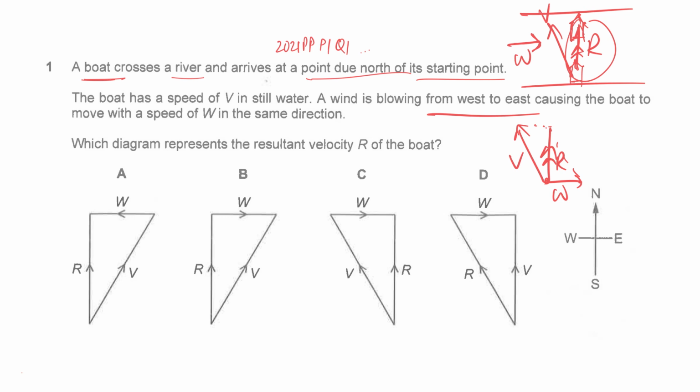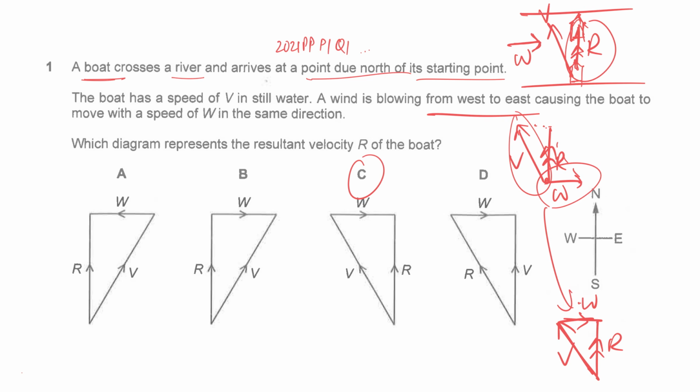But it doesn't look like any of the options because the options are tip to tail. So we have to redraw it using the tip to tail method. Maybe let's start with the V here. So it's diagonally to the left. That's your V. And I'm going to join the wind, the velocity W, the tail of the W to the tip of the V. So it will be to the right. Remember, do not change the magnitude or the direction. So the resultant will be here, that's R, and you know that this is exactly the same as C. So C is the answer.